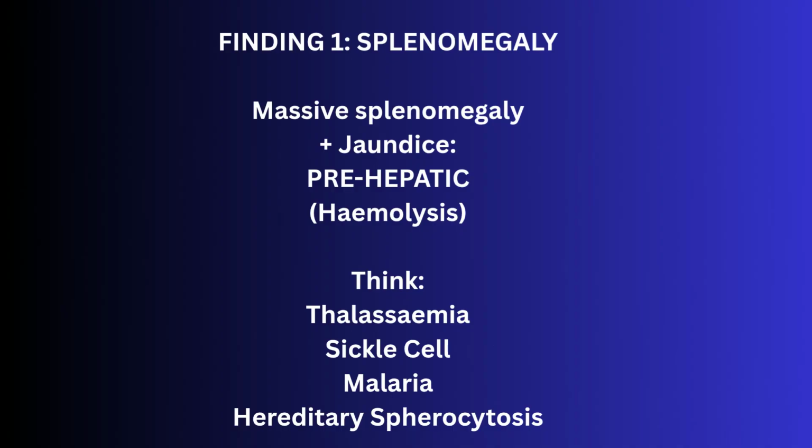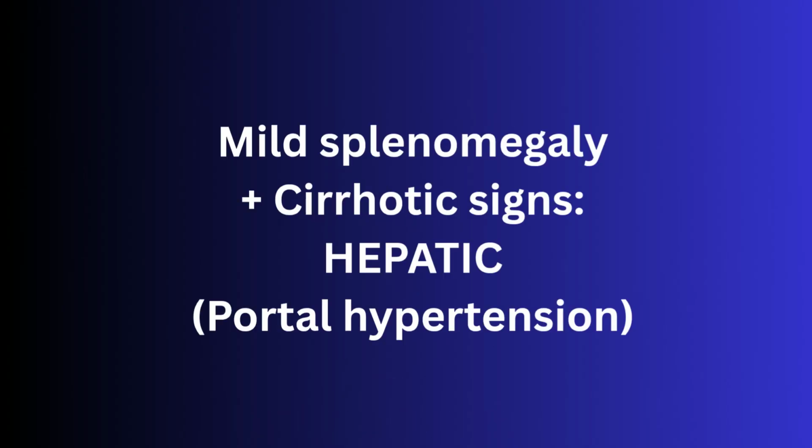Finding 1. The spleen. Massive splenomegaly in jaundice points towards pre-hepatic causes. Haemolysis. Think thalassemia, sickle cell disease, malaria, or hereditary spherocytosis. On the other hand, mild splenomegaly accompanied by signs of chronic liver disease points towards hepatic causes, specifically portal hypertension from cirrhosis.